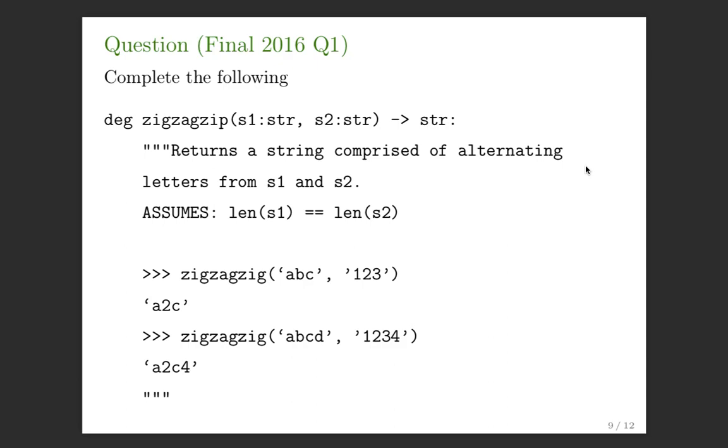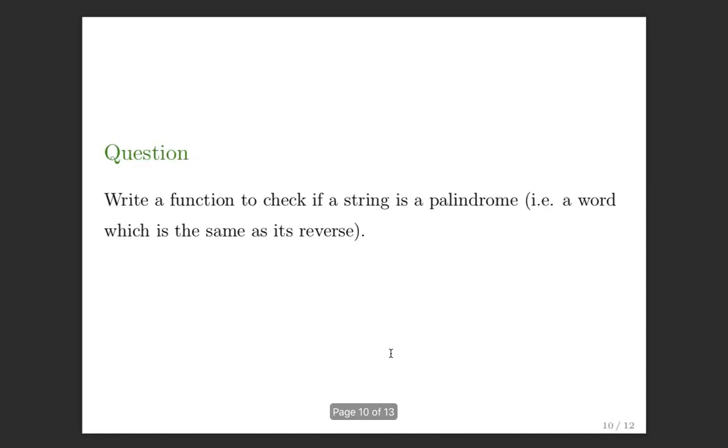Zigzag. This is question 1 from Final 2016. Returns a string comprised of alternating letters from S1 and S2. It assumes that the lengths of the inputs are equal. So zigzag of ABC and 1, 2, 3 is A, then 2, then C. Zigzag of A, B, C, D with 1, 2, 3, 4 is A, then 2, then C, then 4. Right? You're alternating between the two strings.